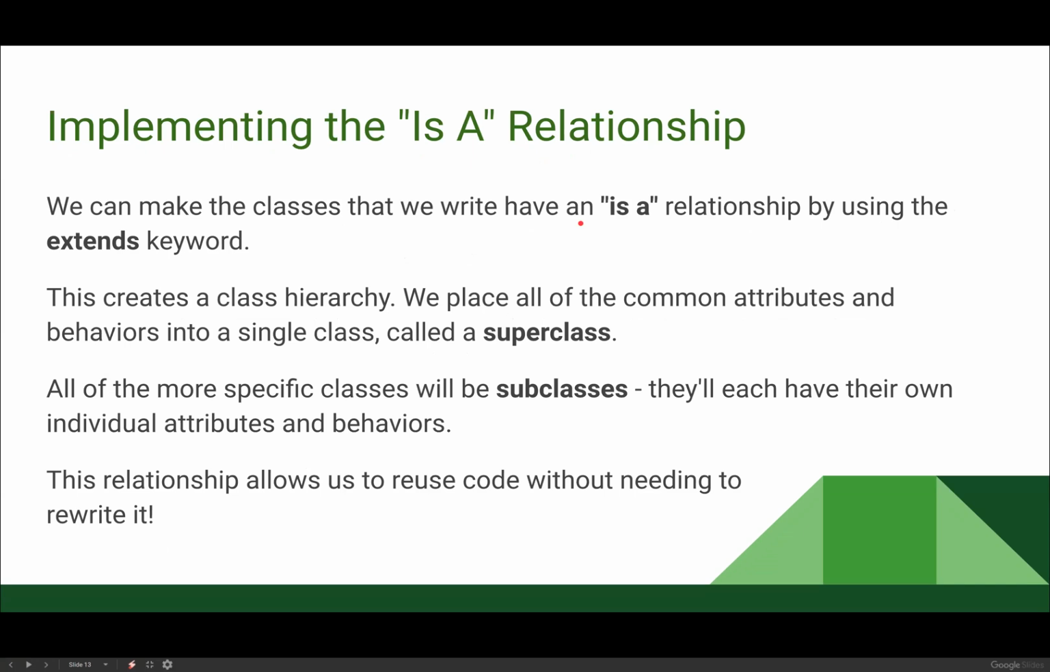All of this is leading up to how we can implement this. We can make the classes that we write have this is-a relationship by using the extends keyword. This creates what we call a class hierarchy. We can place all of the common attributes and behaviors into one class, all of the things that multiple classes are going to share. All of that information can go into one class, which we call a superclass. And all of the more specific classes, teacher, student, whatever, will be what we call subclasses. And they'll each have their own individual attributes and behaviors.